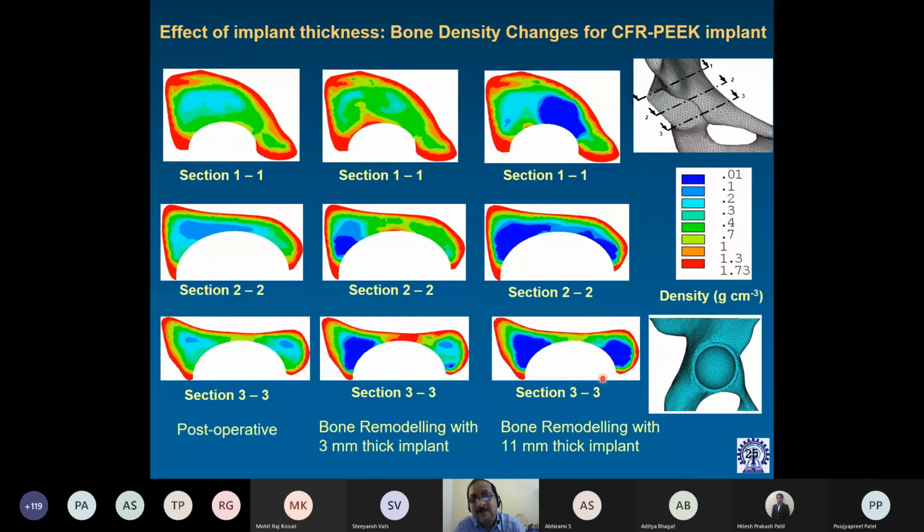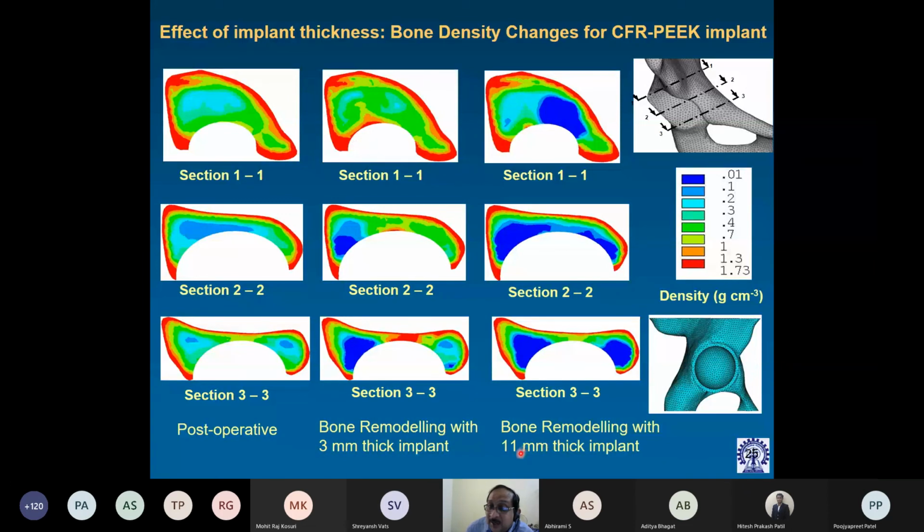So if you look into several sections in bone density for the CFR PEEK implant, you can see immediately how this bone remodeling is affecting the bone structure. Post-operative sections 1, 2, 3, as you can see here, are the locations of sections 1, 2, 3. Now for a 3 millimeter thick implant, you can see the changes very clearly. Bone is disappearing. Bone resorption on the left side, particularly in section 2 and section 3, not much in section 1, which is the top section.